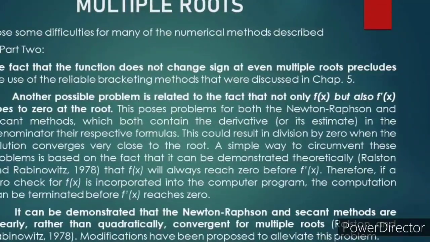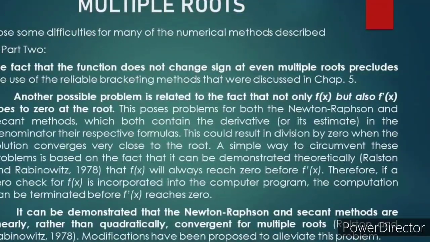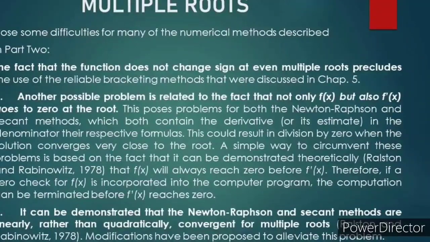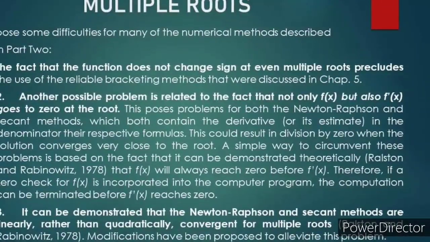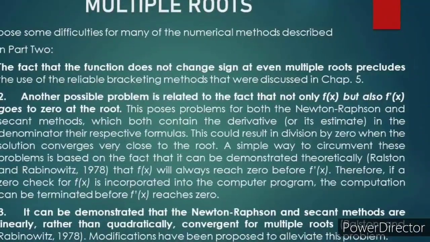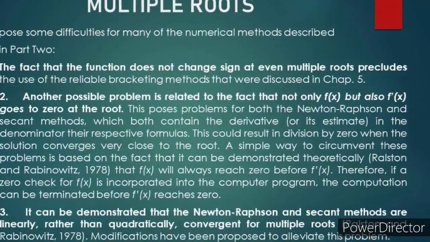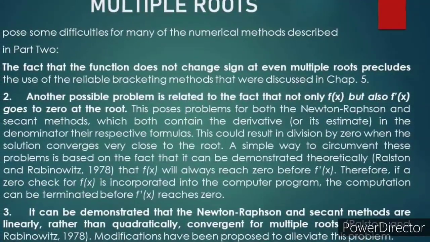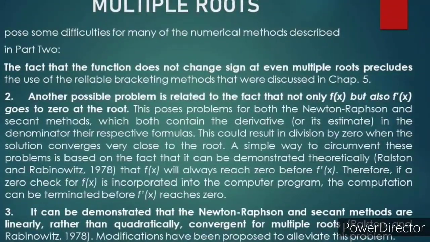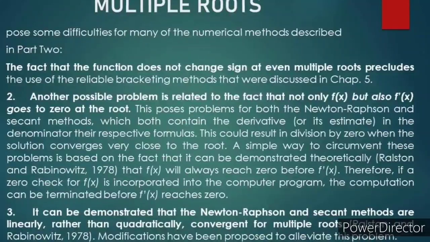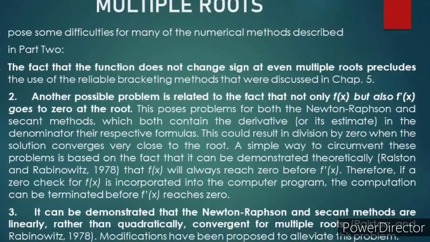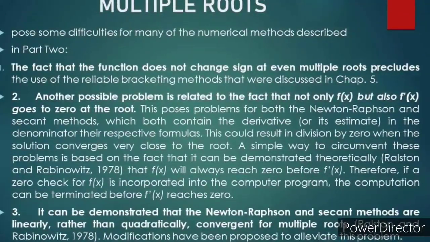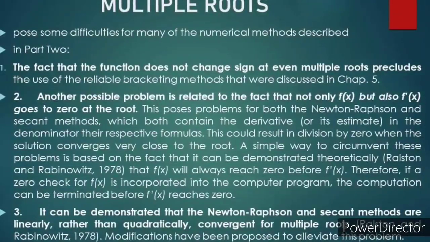Multiple roots pose some difficulties for many of the numerical methods described in part 2. The fact that the function does not change sign at even multiple roots precludes the use of the reliable bracketing methods that were discussed in chapter 5. Another possible problem is related to the fact that not only f(x) but also f prime(x) goes to 0 at the root. This poses a problem for both the Newton-Raphson and secant methods, which both contain the derivative or its estimate in the denominator of their respective formulas. This could result in division by 0 when the solution converges very close to the root.